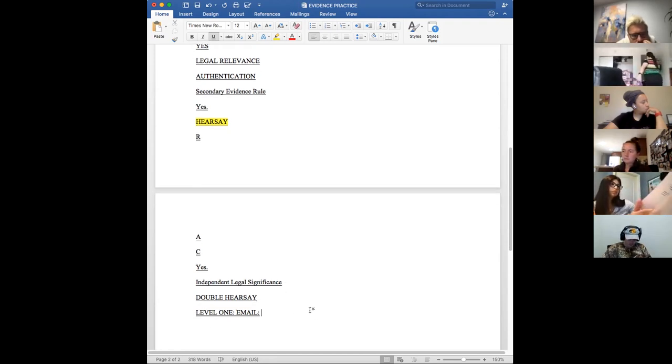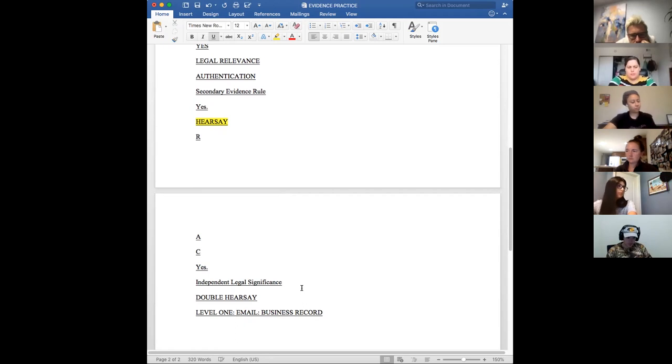Level 1 email. I would say talk about business records or recorded recollection. Business record. Okay. Is it a business record? There's a 4-part test. Which part of the test is met and which part is not? Let's look at the standard. What do you need? You need a record of the event. Do we have a record of the event?